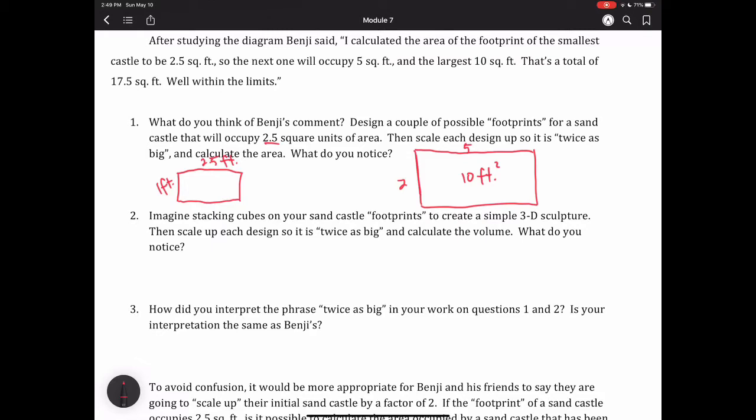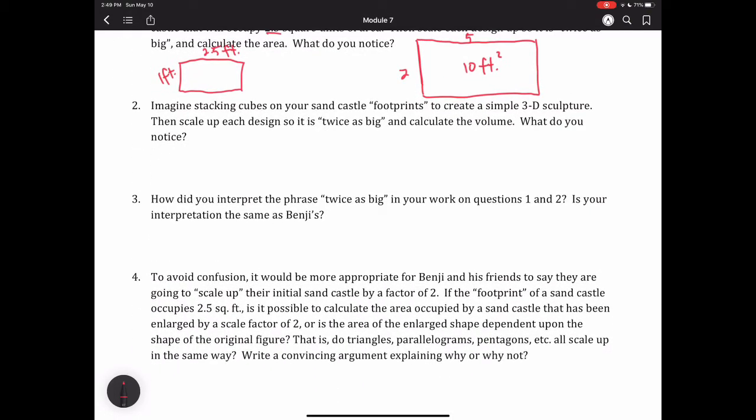So now imagine stacking cubes on your sandcastle footprints to create a simple 3D sculpture, and then scale up each design so it's twice as big and calculate the volume. So I'm going to look at, here we go, just pretending. Here's my first rectangle. I'm just going to stack rectangles right on top, with a height of 1, just to keep things simple, and this one's 2.5. So that is the rectangular version of this.